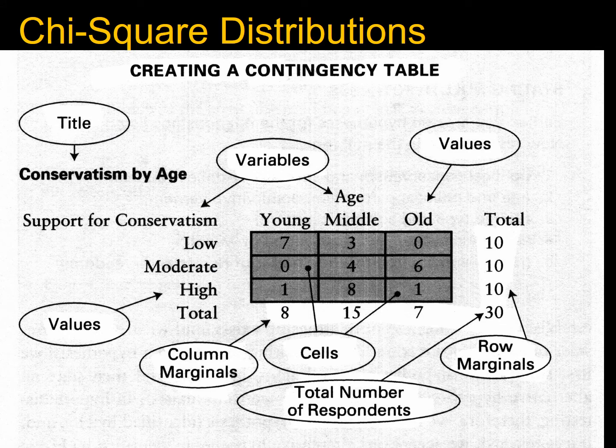So what are the steps to calculate the chi-square? Now, the format conventions are that the independent variable is typically at the top, and the dependent variable is typically on the sides. So here you can see creating a contingency table. You can see the variables, the values or categories for those variables, the cells. The row marginals are the marginals in a column that measure the values inside the rows. The column marginals are the marginals at the bottom of columns. You can see the total number of respondents is the intersection between the column marginals and the row marginals.